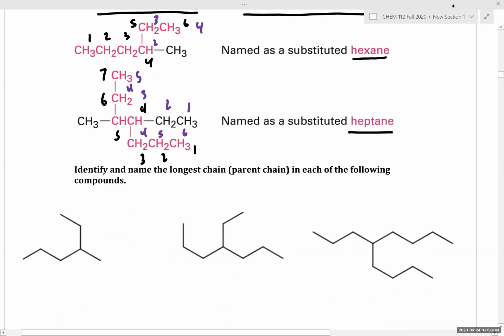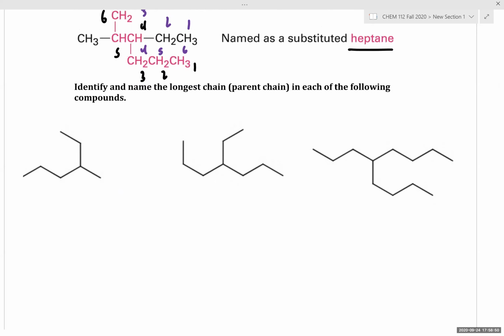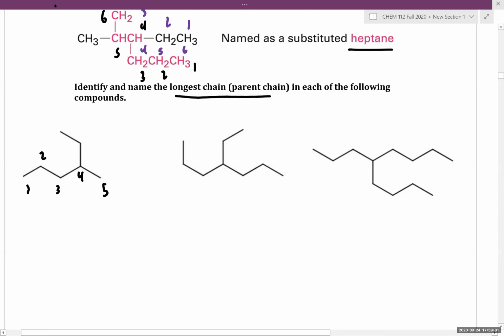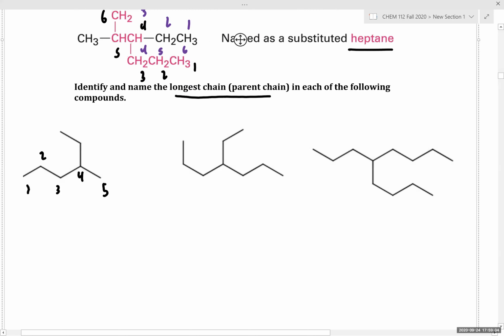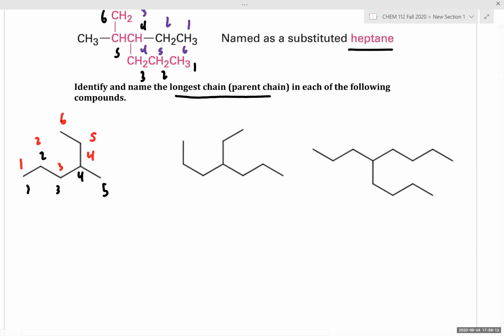Now, let's look at the following set of examples and identify the longest chain in each. I'll do the first one. I have a few options. First, I'm going to number from left to right. I have a 5 carbon chain. Okay, let me try numbering in red. I have a 6 carbon chain. Which chain wins out, 5 or 6? Yep, so I name this as a hexane chain, which is a 6 carbon chain.